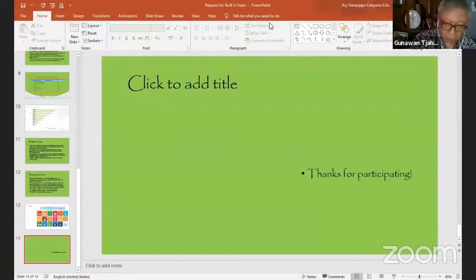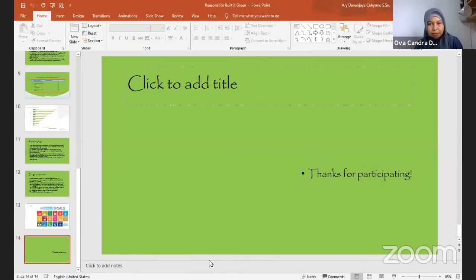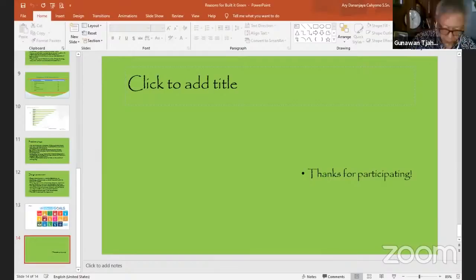Okay, let me have the share screen. I don't know whether you got it. Not yet. Okay, it's loading. Now you can turn it into a full screen back. Okay, let me see.